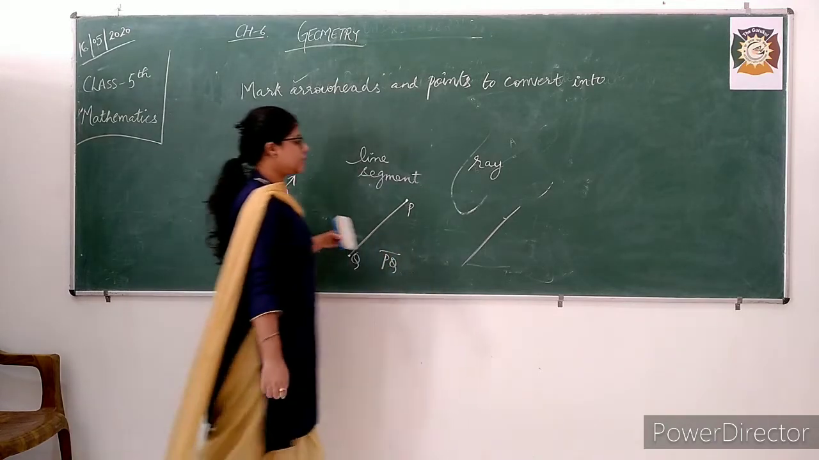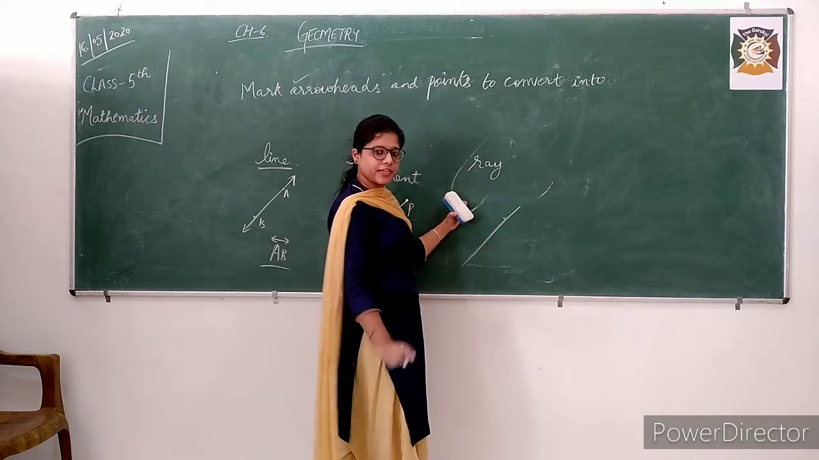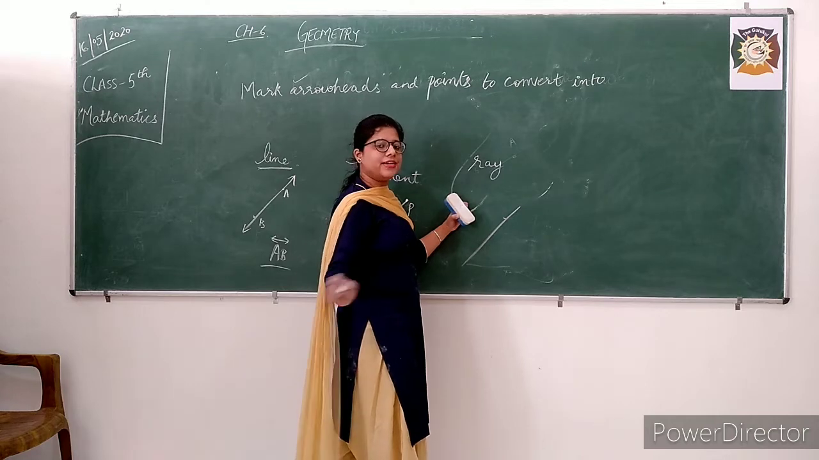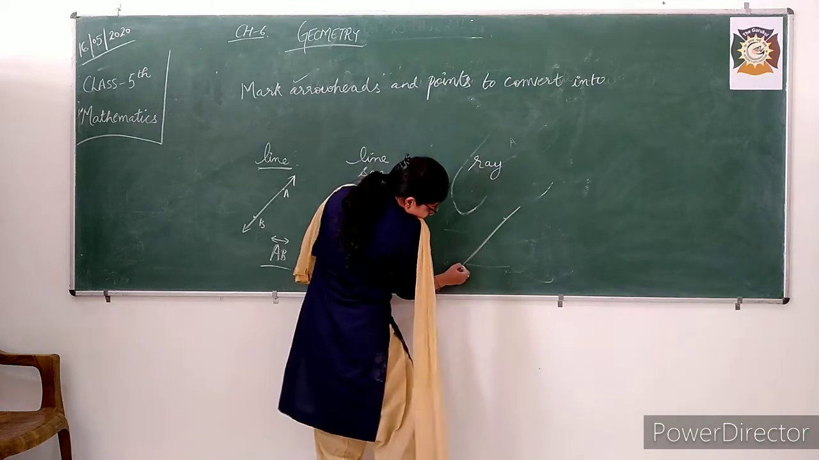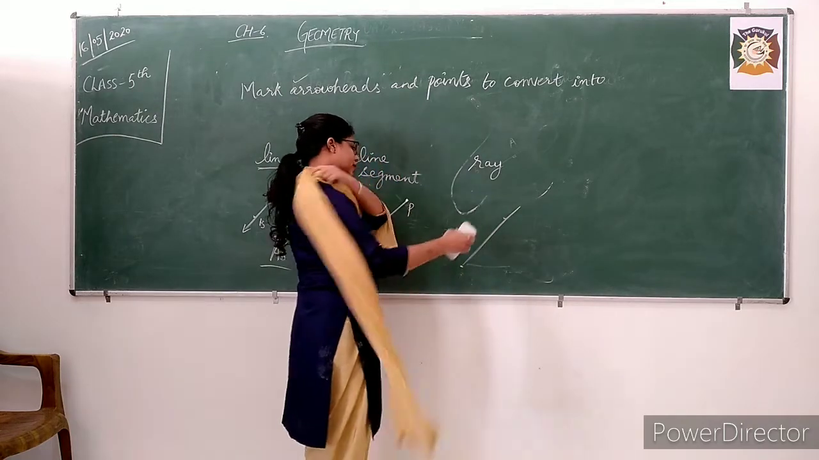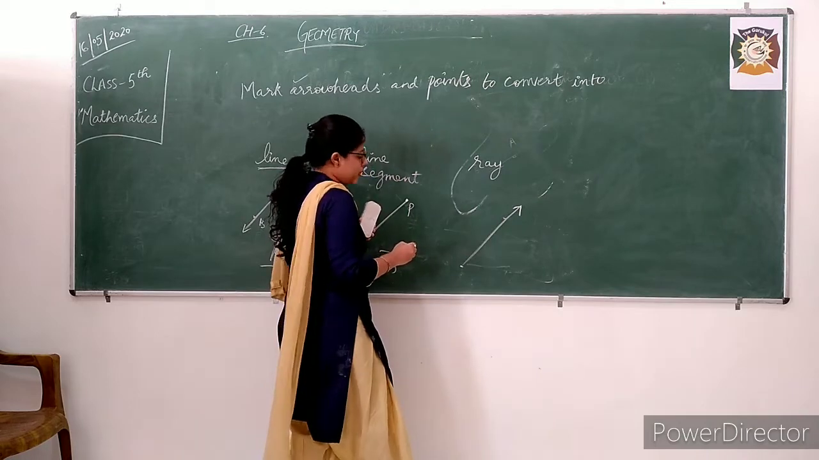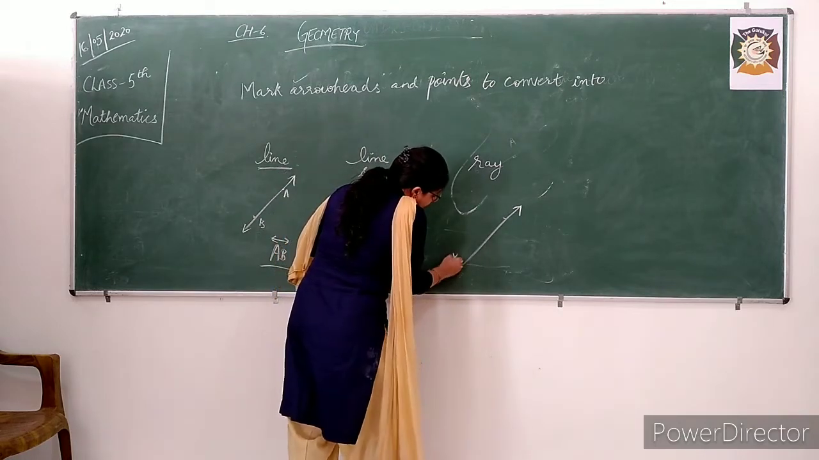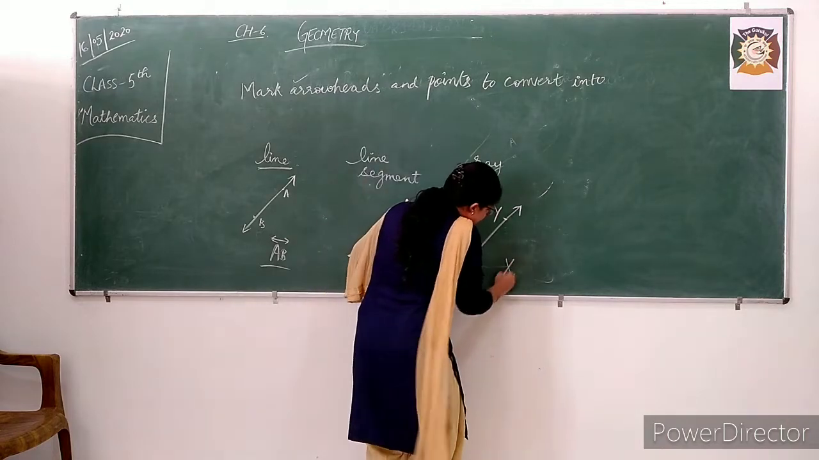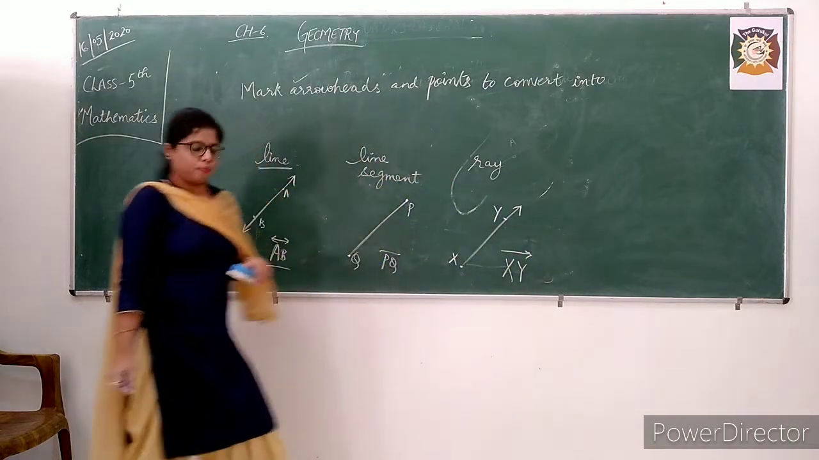Okay. Next, you have to make a ray. You remember a ray has one fixed point, and the other end is not fixed. So let us make the originating point here. That is, we have fixed one endpoint, and the arrowhead will come here. Also, we have to name it. So let's name it XY. With this you get a ray XY with one arrow at the end.